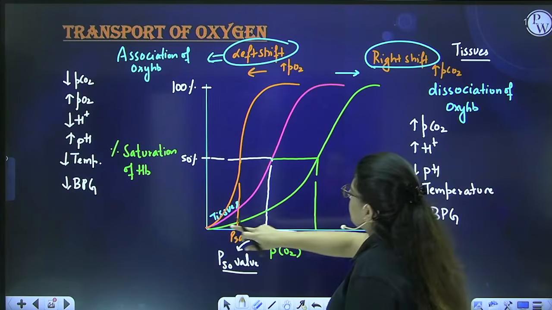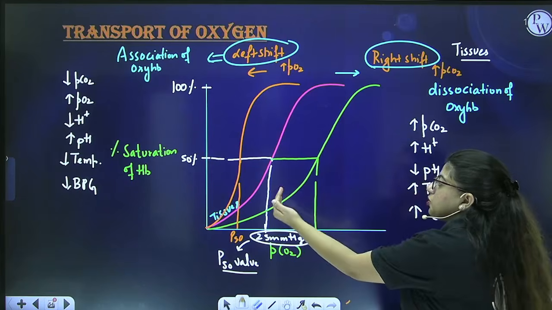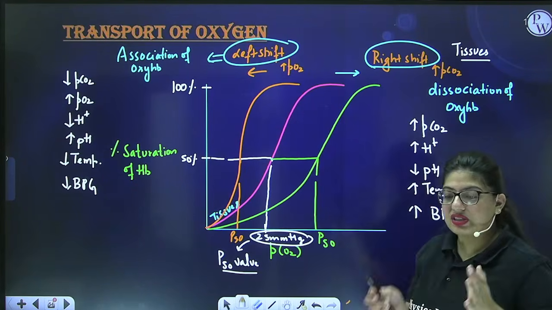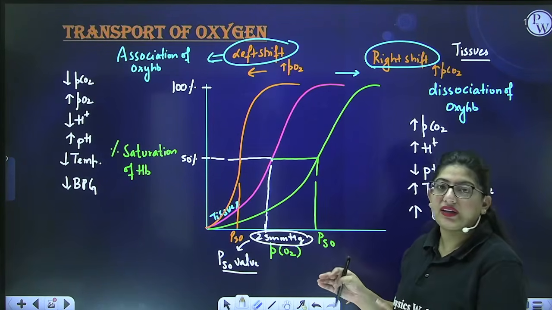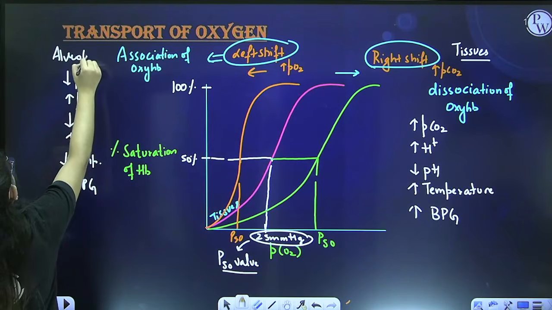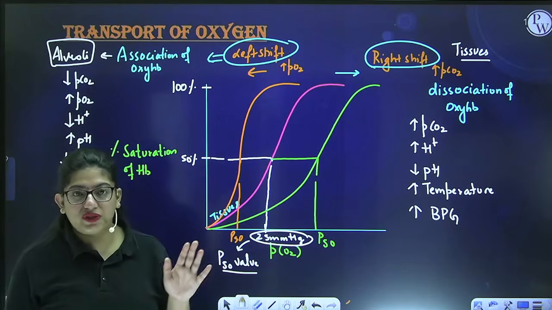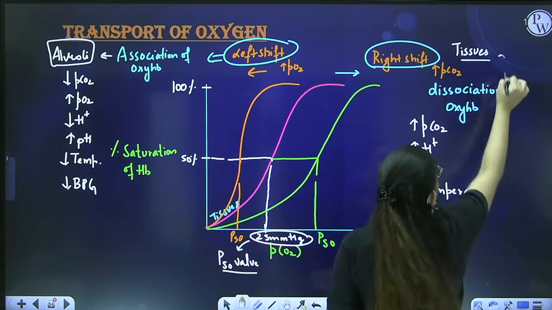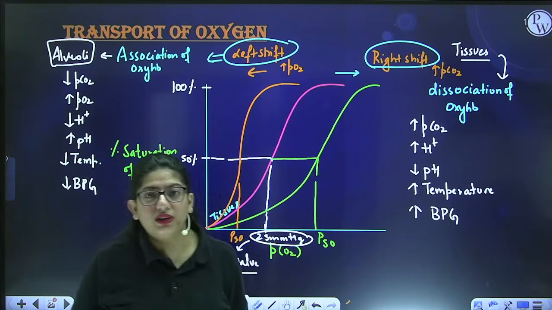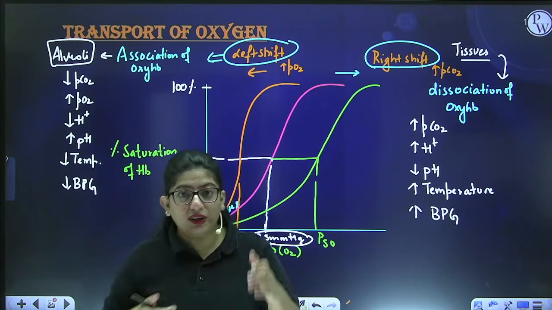For example, this is the normal sigmoid curve. When you go near the tissues, this curve will start to shift towards the right. In the alveoli, you see the association of hemoglobin and you will get the left shift there. And here in tissues, you will get to see the dissociation of the oxyhemoglobin. If oxyhemoglobin breaks, only then the oxygen will get to the tissues, right?